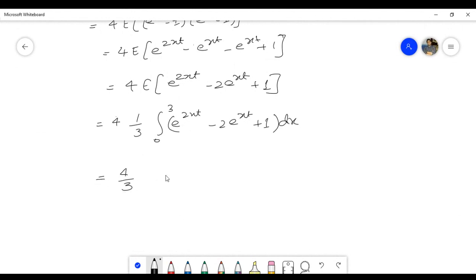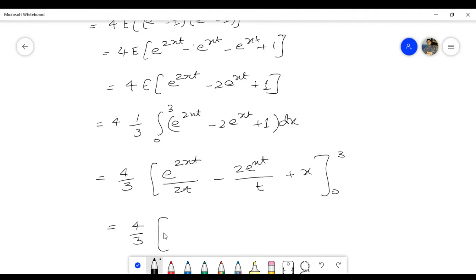So it will be 4 by 3 e power 2xt by 2t, minus 2 e power xt by t, plus x from 0 to 3. All mathematics, brother. e power 6t minus 1 by 3t, minus 2 e power 3t minus 1 by t, plus 3. So this way you solve for the trigonometric functions.